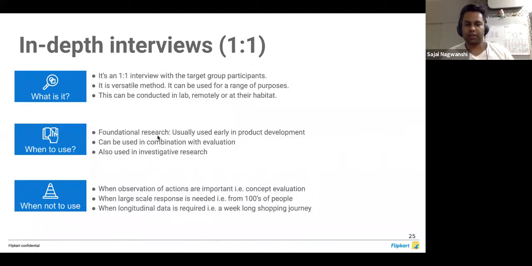When should you use it? It's usually used in early product development. So when you're trying to understand, hey, what product should be built and for whom should it be built, this is a great method to use.